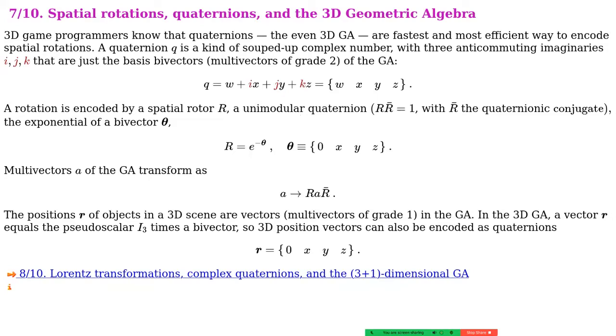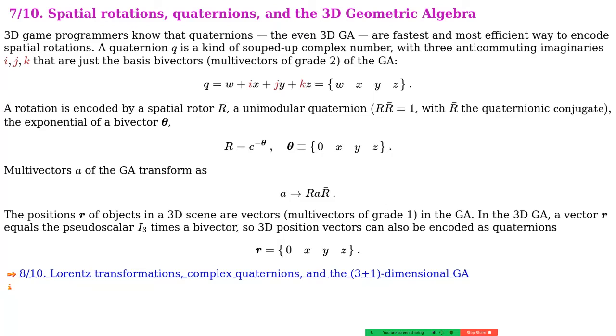A rotation is encoded by a kind of quaternion, a spatial rotor, which is a quaternion of unit modulus, unit length. A rotor is the exponential of a bivector. A bivector is a quaternion with just a three-component quaternionic part, not a real part. So a rotation in three dimensions can be represented by a three-dimensional angle representing rotations about the three possible axes, X, Y, and Z. As always, a multivector, whether even or odd, in the geometric algebra transforms in this characteristic fashion.